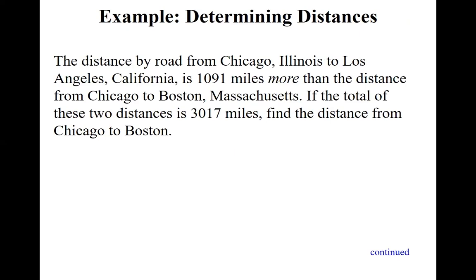The distance by road from Chicago, Illinois to Los Angeles, California is 1,091 miles more than the distance from Chicago to Boston, Massachusetts. If the total of these two distances is 3,017 miles, find the distance from Chicago to Boston. So the problem says find the distance from Chicago to Boston. Let's let x be that unknown distance from Chicago to Boston.